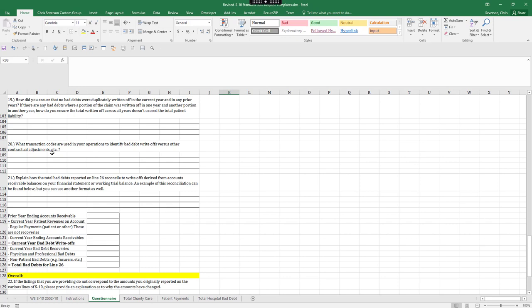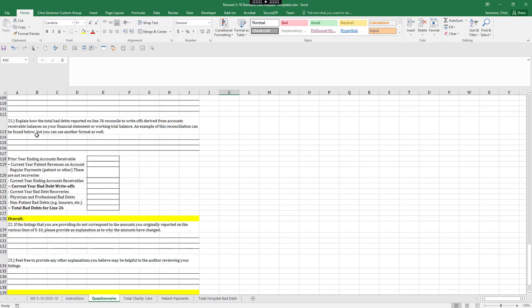Question 20, what transaction codes are used in your operations to identify bad debt write-offs versus other contractual adjustments? Question 21, explain how the total bad debts reported on line 26 reconcile to write-offs derived from accounts receivable balances on your financial statements or working trial balance.